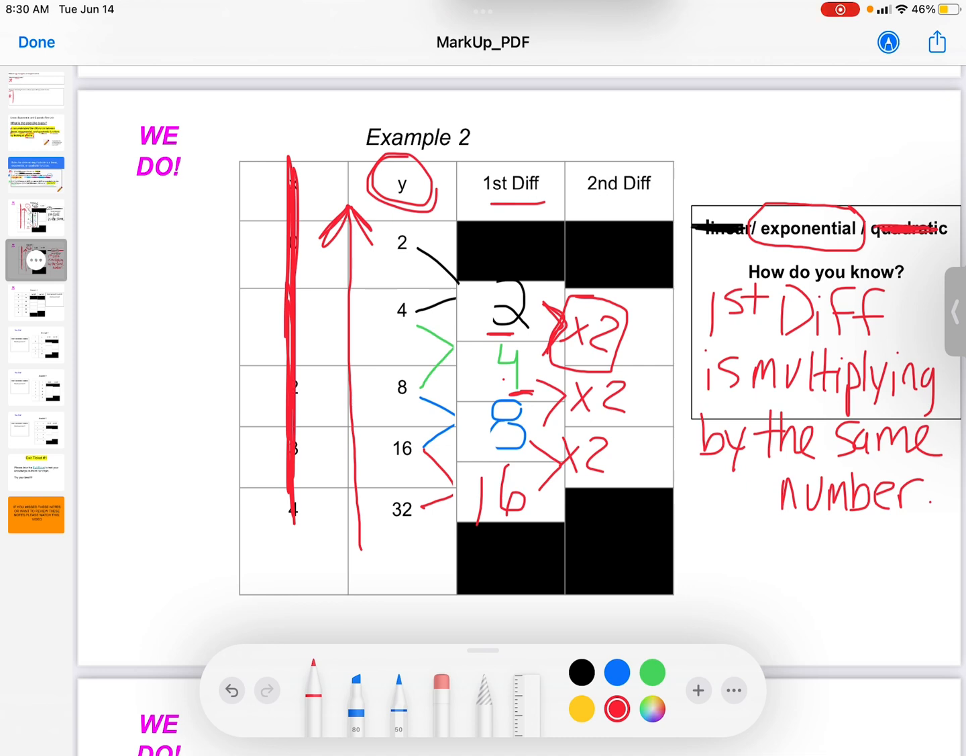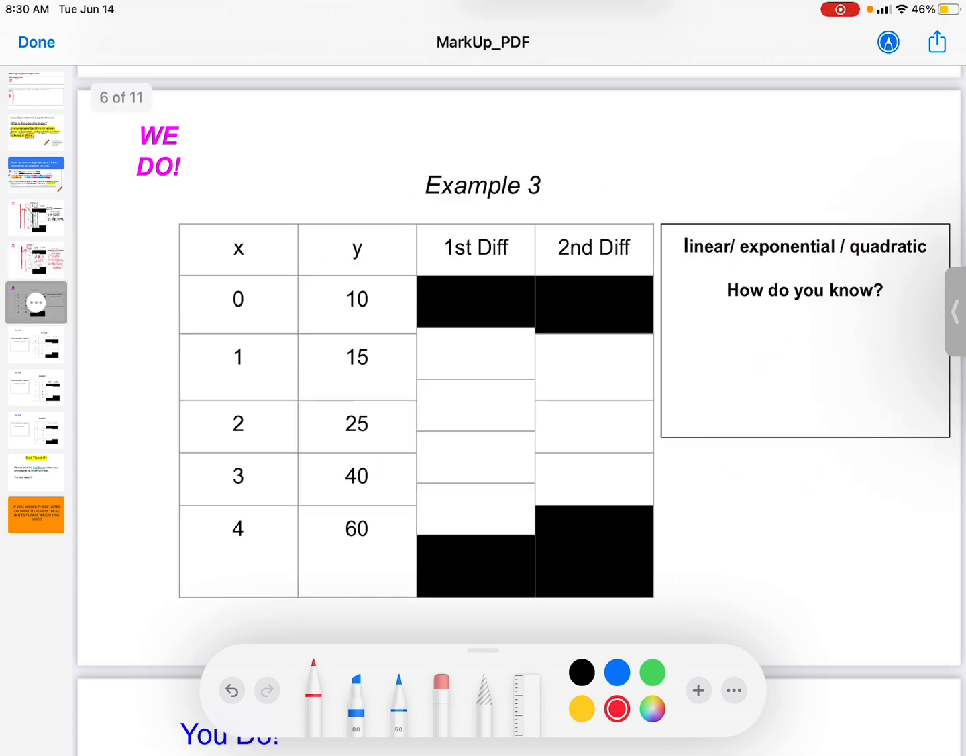Okay, our last example together is example number 3. And it's a brand new table, and we're going to do it all over again. So I'm going to cross out my X column, and you don't have to cross it out. It just helps me focus on what I'm looking at, which is only the Y. We're going to find the first difference, and we're going to subtract always bottom to top, bottom to top. Okay, so here we go again.